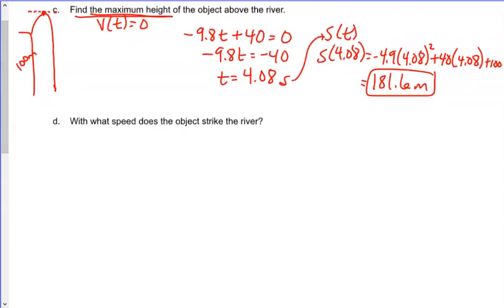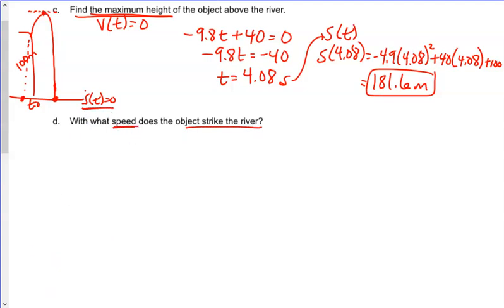All right, and our last problem is with what speed does the object strike the river? So here, we're at time equaling 0. I'm going to have a certain point at which it's going to strike the river. Now, if I were to extend that parabola down, notice there's 2 points at which my height, or my S of t, is equal to 0. That's when we're going to strike the river, and that's going to be some important information to help me figure out the answer to this question.